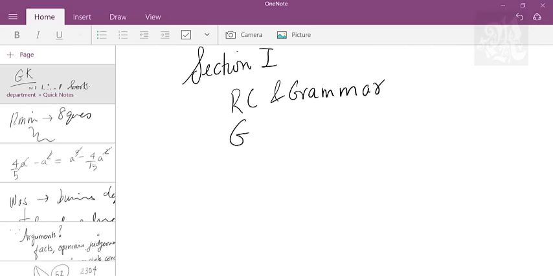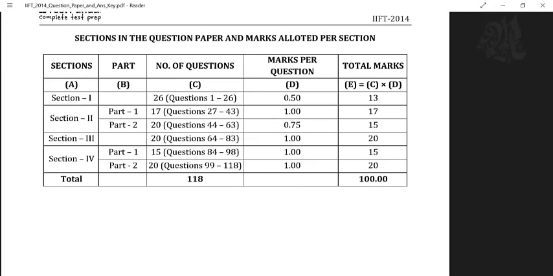So, in GK, 6 to 7. If you read whatever topics I have given you, I don't think you will have an issue marking the 6. If you read what we have uploaded, there is no problem. Next, part 1 RC, I guess you can do 2 RCs.